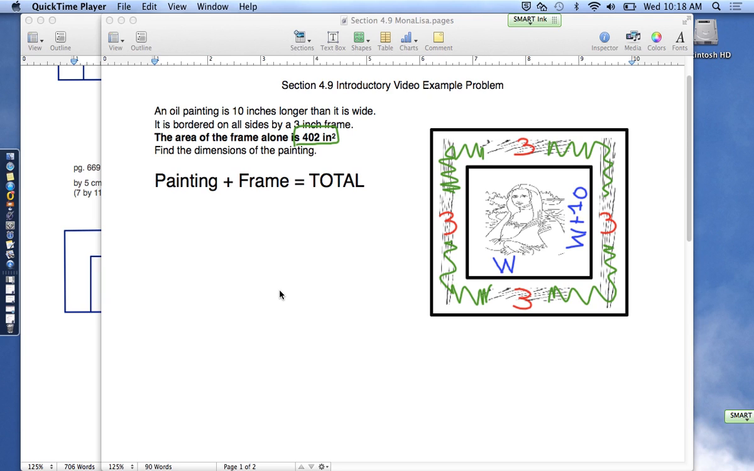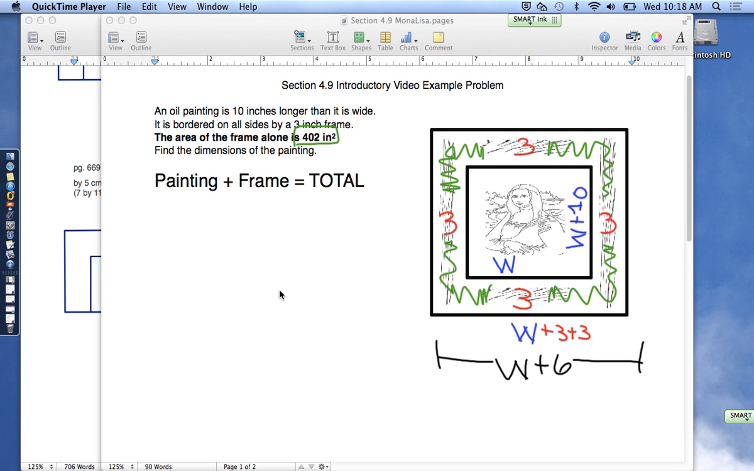And then what I need to now figure out is how to represent the area of the entire painting. So if I had to hang this somewhere in my home, how much wall space would I need to set aside to hang the entire framed painting? And the way you determine this, I have the blue W in the middle for the width. And I have added 3 inches on one side plus 3 inches on the other side. So that means this total dimension here is now W plus 6.